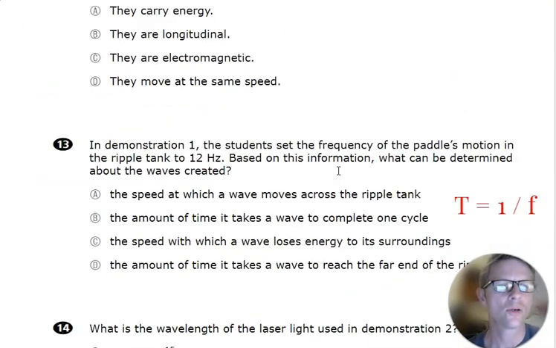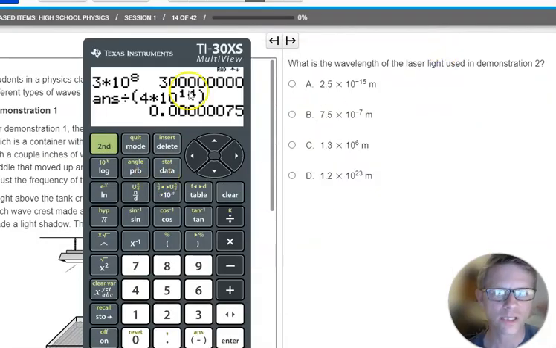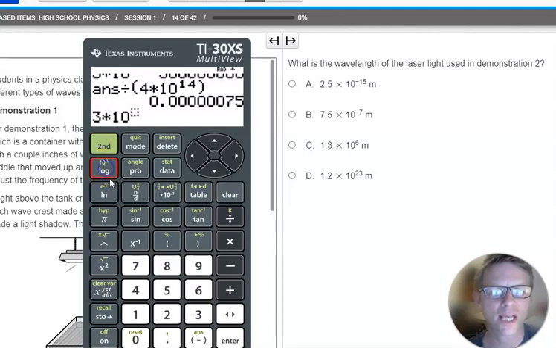Okay, so we're just putting it in the equation, and you can see what I did here with this calculator. I'll do it again. I did 3 times second function 10 to the 8th. I hit this arrow here, and then I did divided by, and then now I'm going to do 4 times second function 10 to the 14th. Hit the arrow, parentheses, enter.